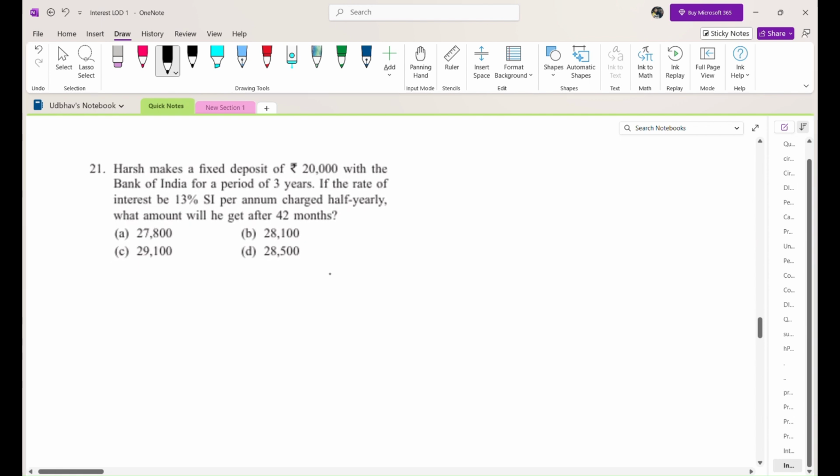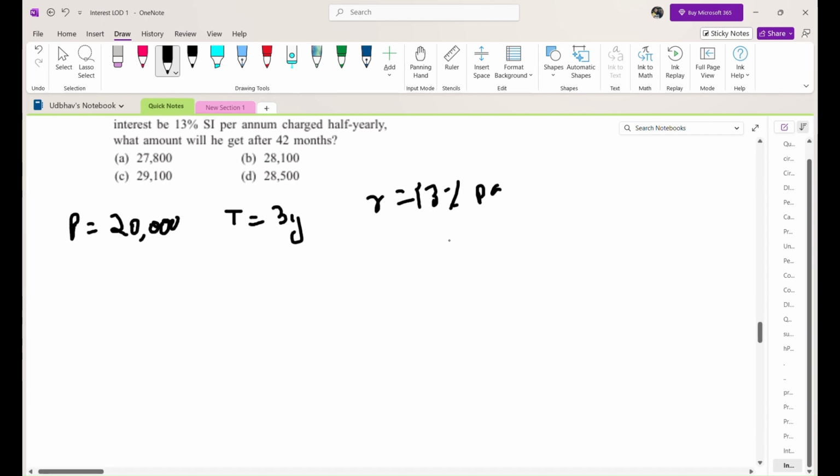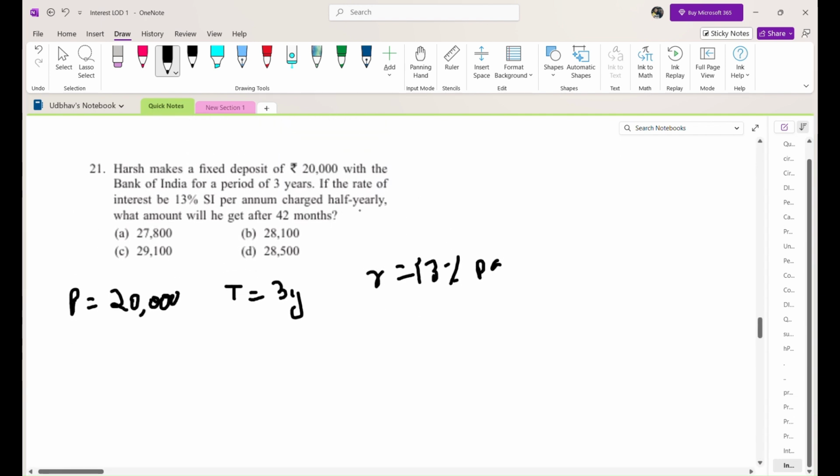Harsh makes a fixed deposit of 20,000 with the Bank of India for a period of 3 years. Principal is 20,000. If the rate of interest be 13% SI per annum, charged half yearly. Okay, it is being charged half yearly. What amount will he get after 42 months?